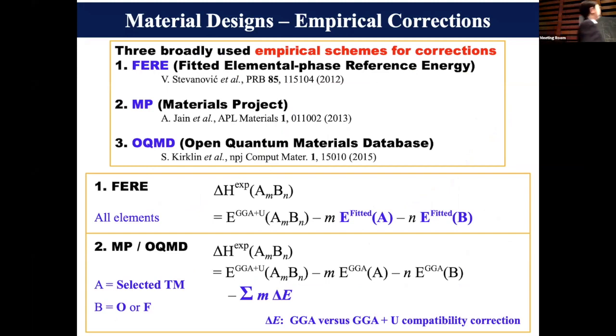There are three broadly used empirical correction schemes. The first one is the fitted elemental phase reference energy, simply called FARE. The second one is Materials Project. And the third one is the Open Quantum Materials Database scheme. We do not have enough time, so I skip the details. If you want to know the details, I can explain later.